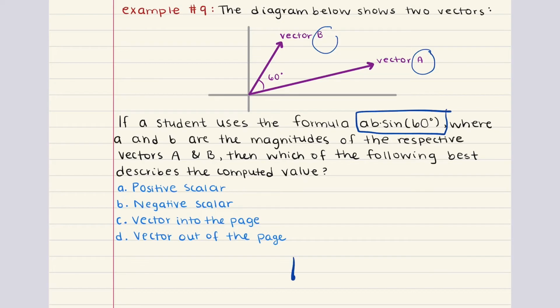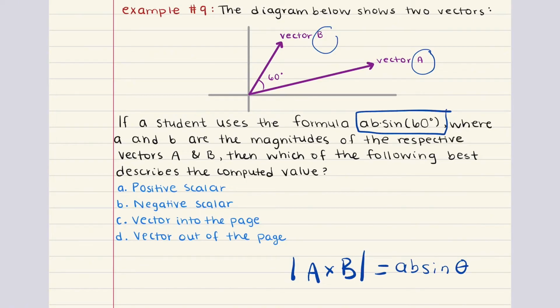The cross product of two vectors A and B is a vector that's perpendicular to the plane containing A and B, and it's equal to AB sine theta, where here theta is equal to 60 degrees. Now the direction of the cross product vector is going to follow the right hand rule.